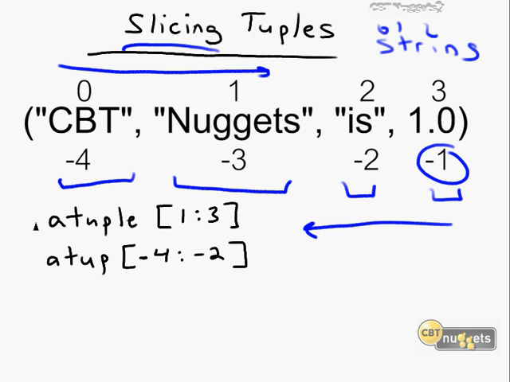So in our first example, if we run a tuple and then 1 to 3, this is going to come back first with nuggets, and then it's going to return is. But you'll remember that when we use slicing, the second value after the colon is not included in that slice. So in this case, we would just return nuggets is. Likewise, in the second example, a tup, -4 to -2, this is going to return CBT and nuggets, but it will come up to but not include the second value in the slicing set.